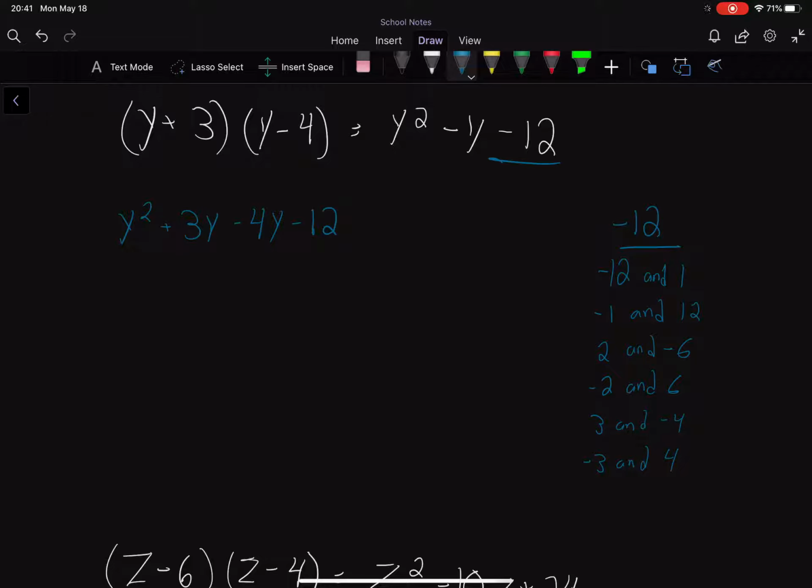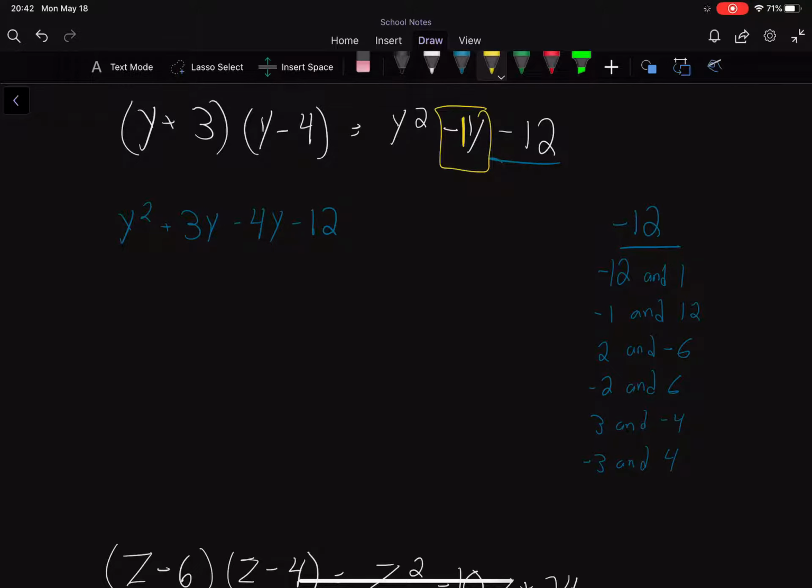So that's a decent amount. How do we go about choosing it? Well, which ones add up to our b value? So what is our b value in this case? Negative 1. And that's because it's just negative y minus y. So there's an implied 1 in front of this. So let's take a look at our factors of negative 12, and let's see which of these adds up to negative 1.